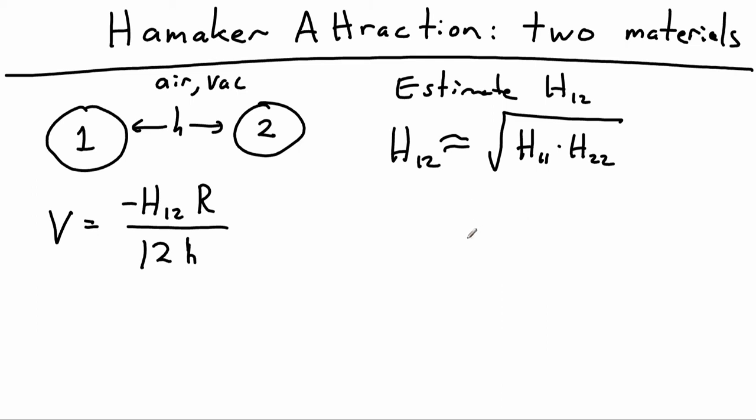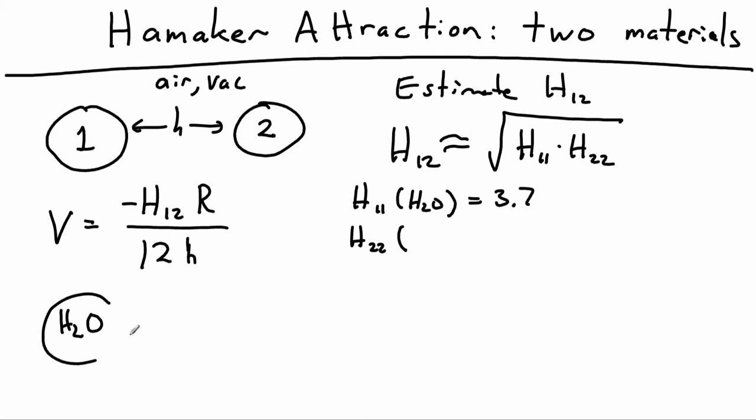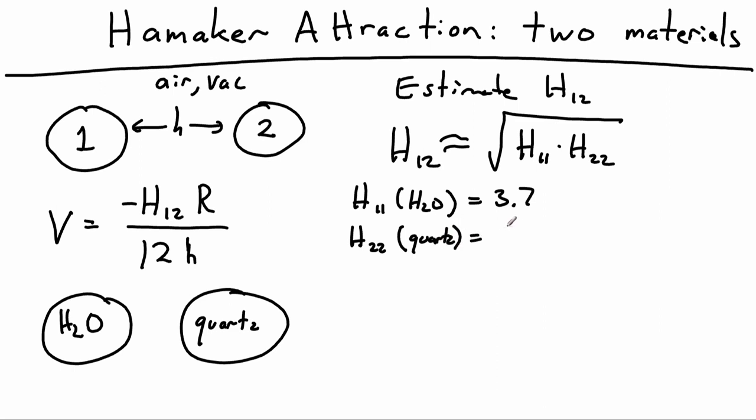So let's do this for a particular pair. Let's imagine that H11 is water. We look that up and find that it's 3.7. We look up H22. Let's imagine that we have a water droplet and a nanosphere of quartz. So we have quartz, and its Hamaker constant is 6.5.